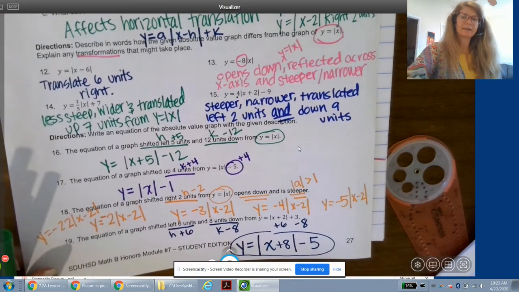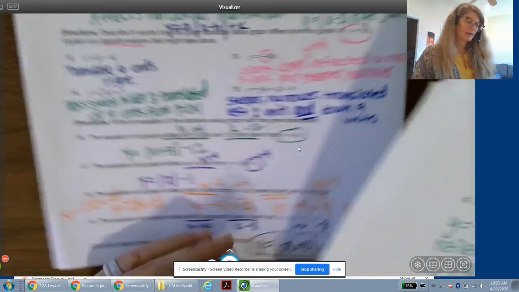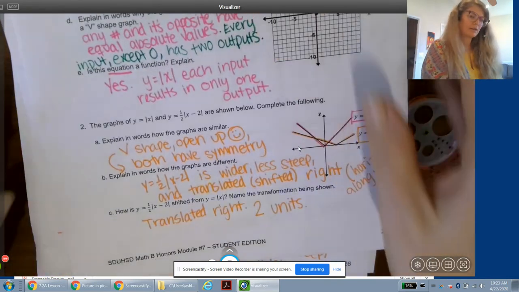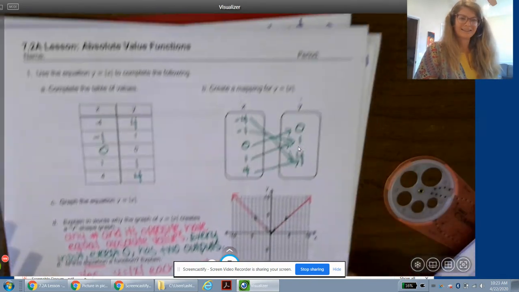Congratulations. That is the last page and the end of 7.2a. Hopefully I didn't make too many mistakes for you.